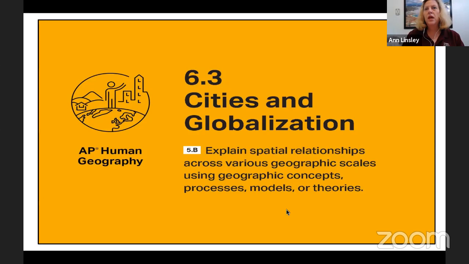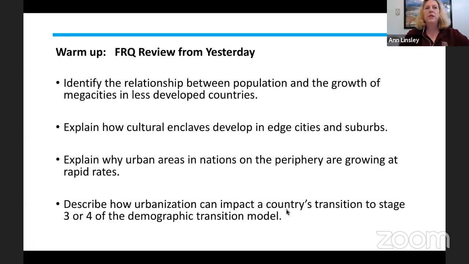We'll look at those. So let's begin with a warm up from yesterday. Ms. Brandt provided you with some questions. And so just to get you back into thinking about geography, let's look at some of these questions and think about how you answered them if you went ahead and answered them. In the very first one, identify the relationship between population and growth of megacities in less developed countries.